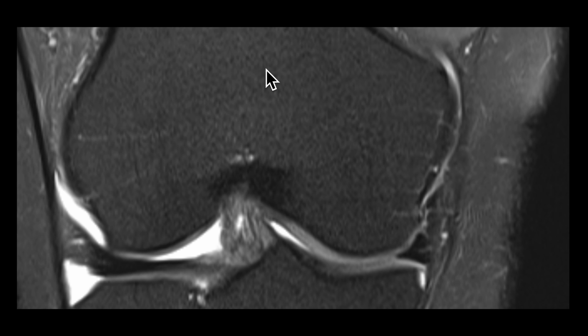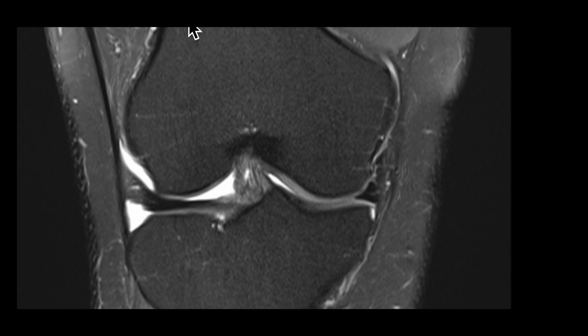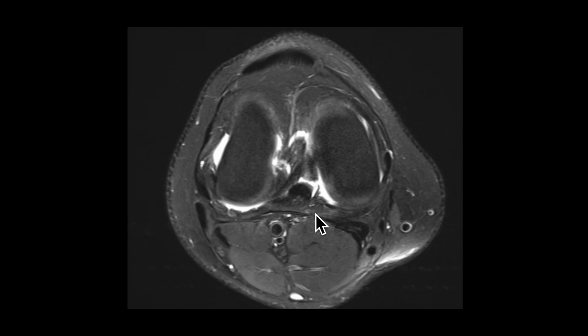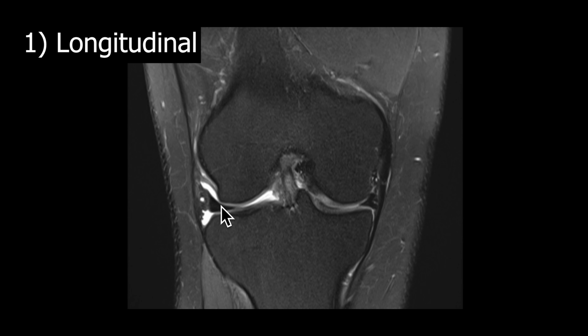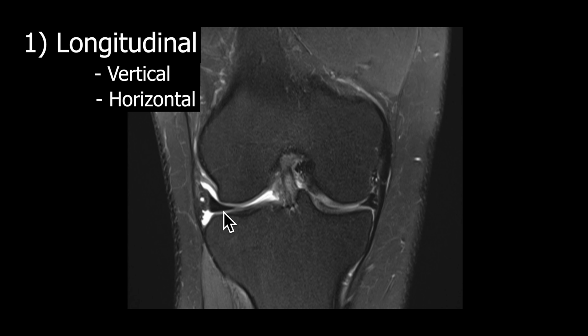Meniscal tears can be classified based on their direction. So if you bring up the axial images again here, tears can be longitudinal, extending from the front to the back. The longitudinal tears can happen in a vertical direction, that's top to bottom, or in a horizontal direction, that is through the body of the meniscus in this direction.